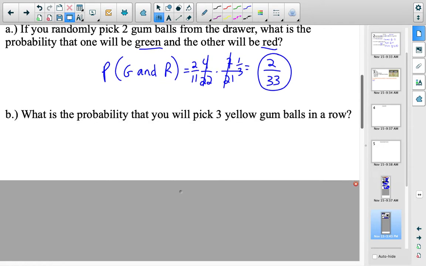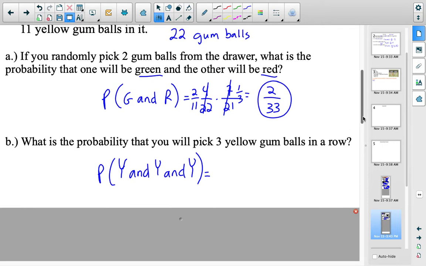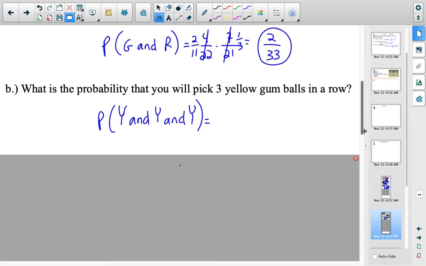What is the probability that you will pick 3 yellow gumballs in a row? So probability of picking a yellow and another yellow and another yellow. Well, the first yellow, remember we still only have 22 to start. We've got 11 yellow. So 11 over 22. But then when we pick again, there's only 21 gumballs. And if we picked a yellow one, how many yellow are left? Well, only 10.